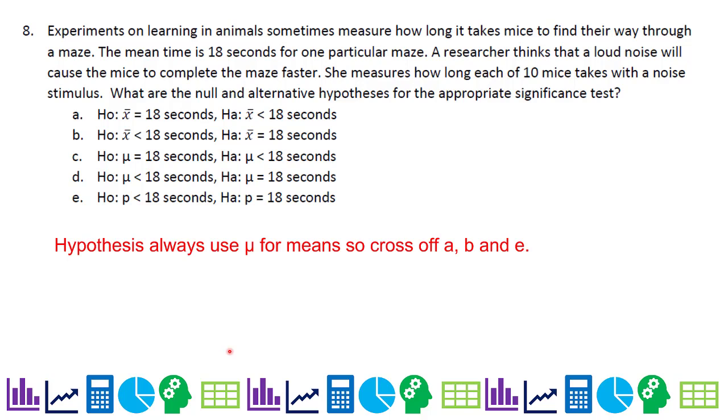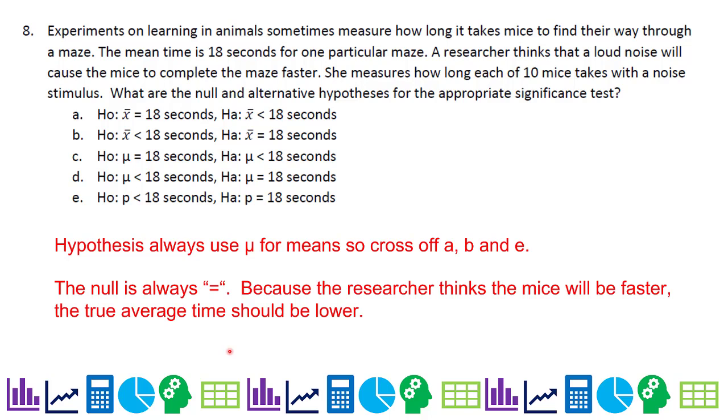So hypotheses always use mu for mean, so cross off A, B, and E. A and B are using the statistic, and E is using a proportion, but we're doing means. The null is always equals, so that pretty much says it's going to be C. In addition, we know it's C because the researcher thinks the mice will be faster. That's why she's gathering the research. That is for the alternate hypothesis. So the correct answer is C.